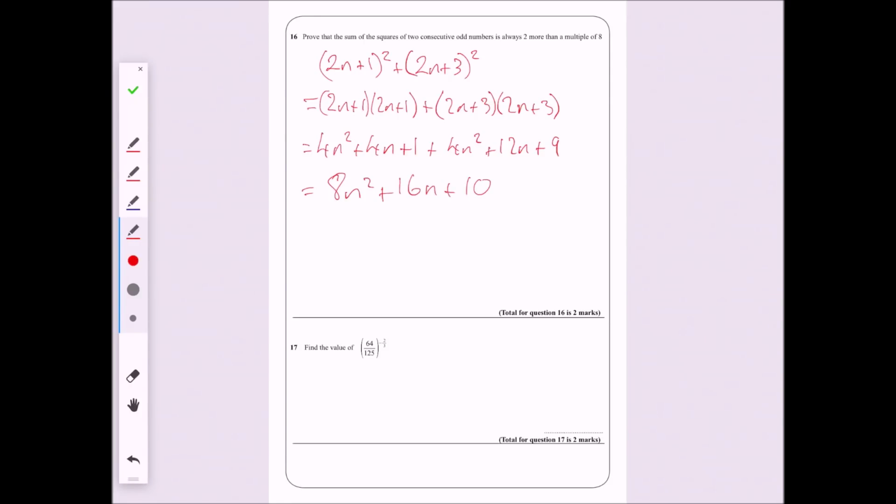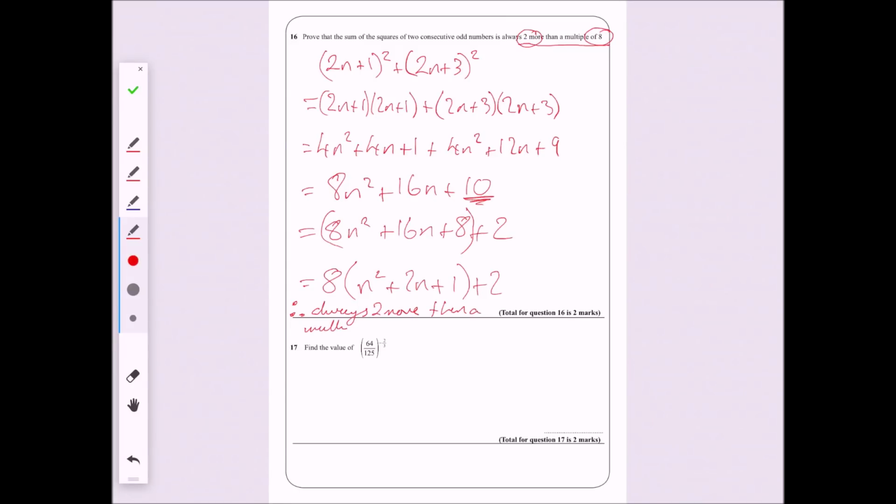Now, it might not be quite obvious what to do, but it says always 2 more than a multiple of 8. So a multiple of 8 will always have a factor of 8 in it, and 2 more means we need to add 2 on the end. So from this, we can rewrite 10 as 8 add 2. So 8n squared plus 16n plus 8 plus 2. Then you can see that all of these are a multiple of 8 now. So we could pull a factor of 8 out, and that would give us this plus 2. So we just need to write down what that means. So therefore, they are always 2 more than a multiple of 8.